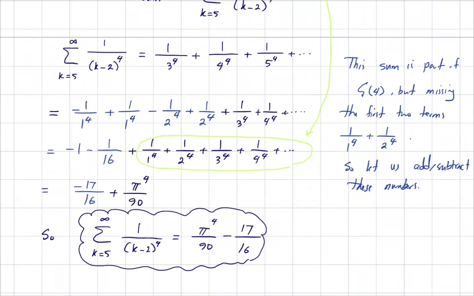So by adding and subtracting some terms, we can basically get zeta of 4. Please note that you can also shift the terms and see the pattern right away.